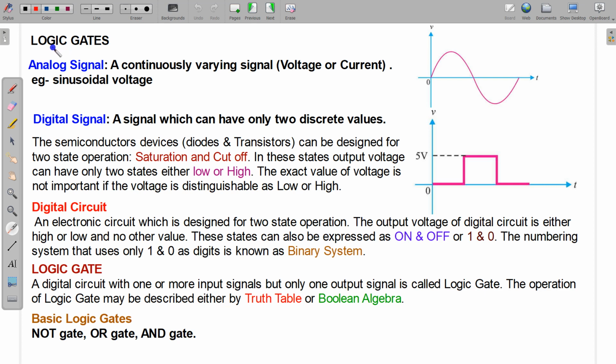In this lecture, I am going to take the next topic of semiconductor, which is logic gates.